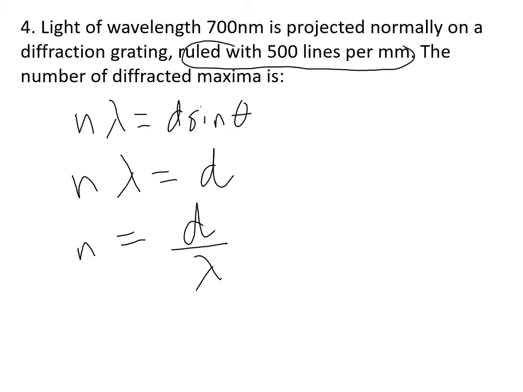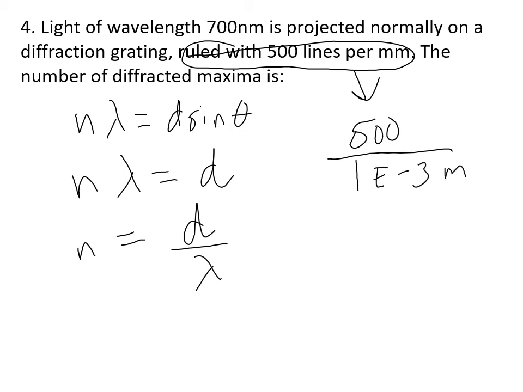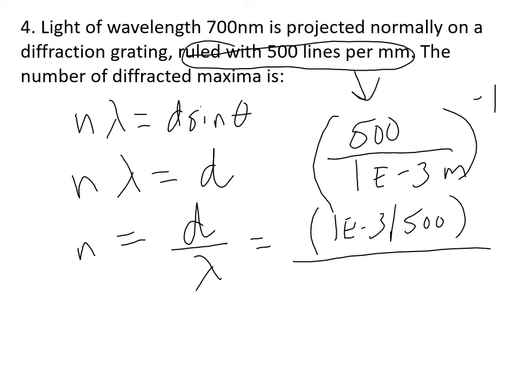And the grating has 500 lines per millimeter. This is 500 divided by 1 millimeter, or 1e negative 3 meters. So to get the lowercase d, you need to invert this. So the lowercase d is 1e negative 3 over 500, divided by the wavelength of light, 700e negative 9, and you get the order of the subsequent maxima as n equals 2.857. Now remember, like from problem 2, you round this number down to the nearest whole number.